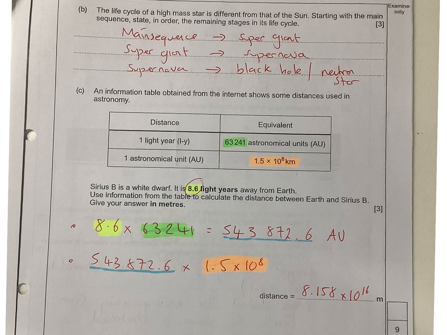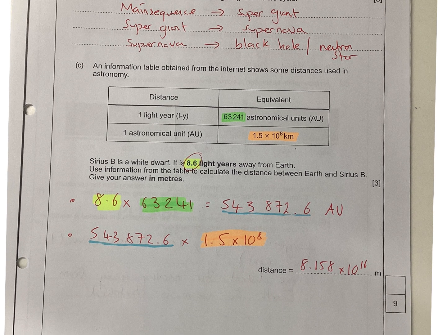And then we're given some space distances. We're told that it is 8.6 light years away, and then we're told that 1 light year is 63,241 astronomical units, and 1 astronomical unit is 1.5 times 10 to the 8 kilometers, and we want it in meters there. So I'm wondering, I might have done this incorrectly actually, because that will stay in kilometers. Let me just pause the video just to check myself. So I'm just looking at the mark scheme now. Yeah, I've forgotten to do a step here.